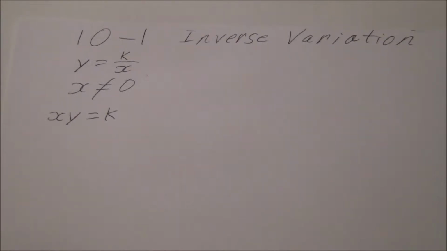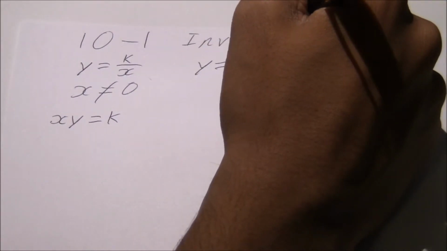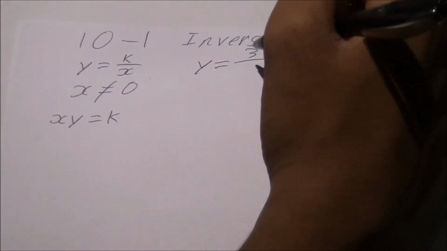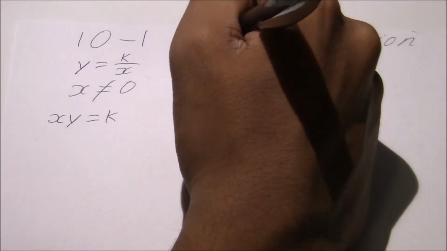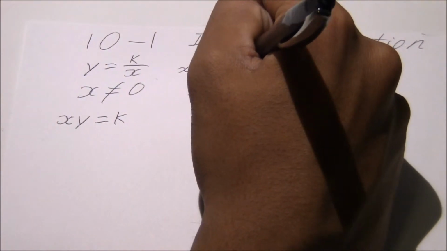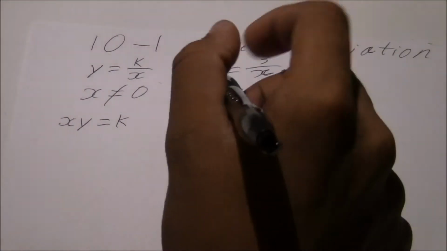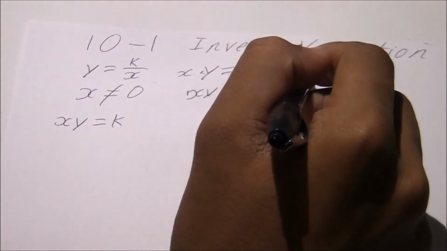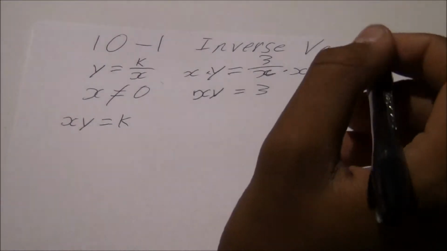So say if you took this equation, y equals 3, which is k, the constant, over x, and then you multiply both sides by x, and you get xy equals 3. So that means y varies inversely as x, and y is inversely proportional to x.